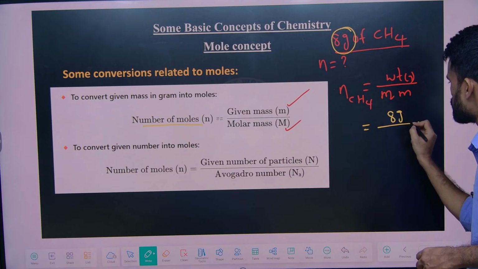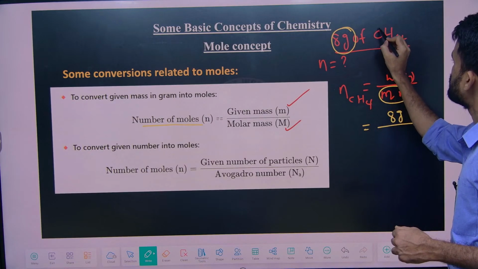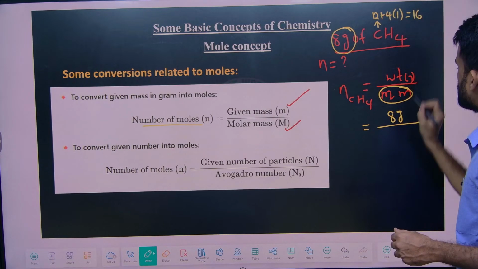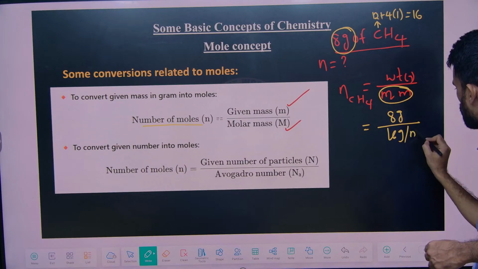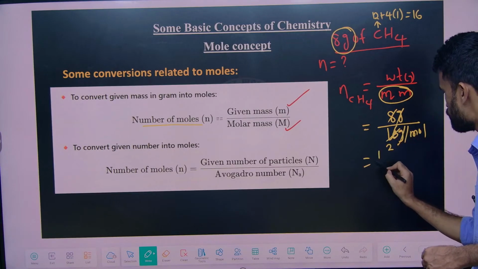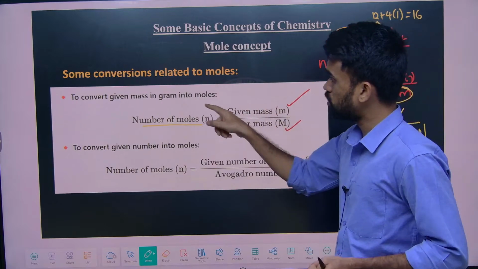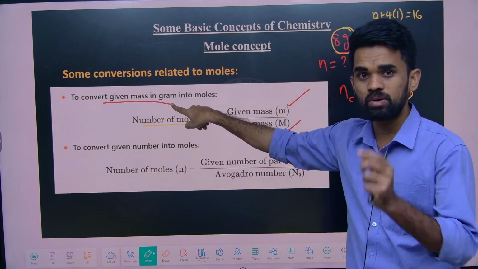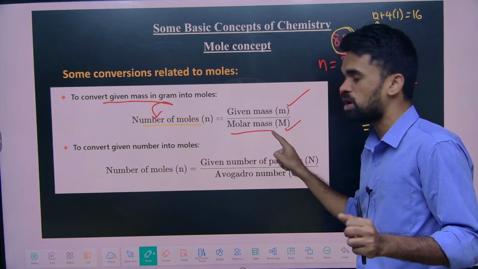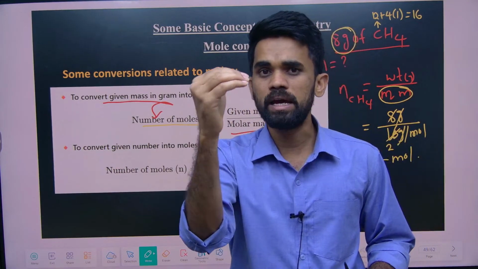You take it here. And what is the molar mass of methane? We know, carbon is 12, and 4 hydrogens into 1, so it will be 16 gram per mole. So 16, 8 twos are 16, so half mole of methane is provided. Like this, if they give the quantity in mass, then you can easily convert it into number of moles by dividing it with molar mass. Once again, number of moles equals given weight by its molar mass.